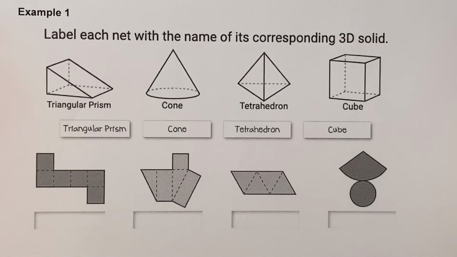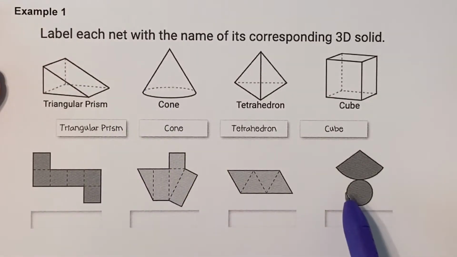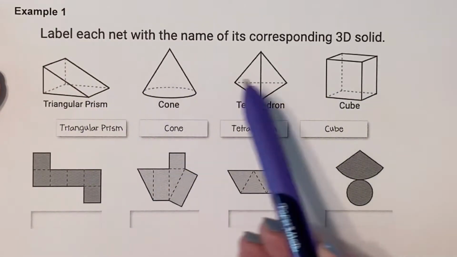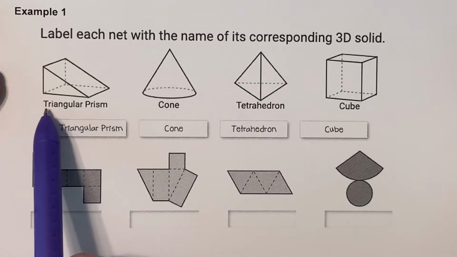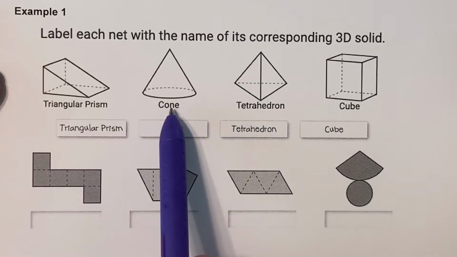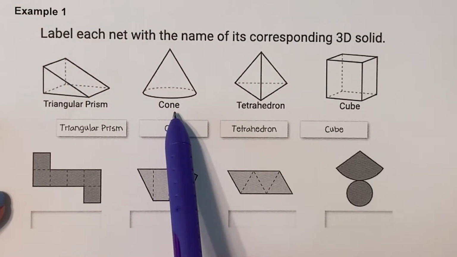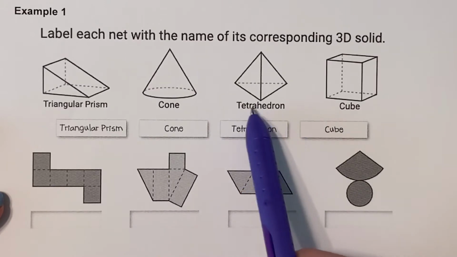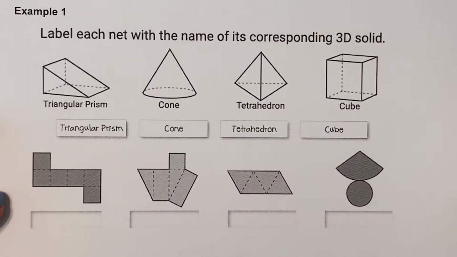Let's take a look at an example. We're gonna label each of these four nets down here with which of these three shapes they correspond to. Now, you don't have to remember some of these, like this is a triangular prism, a cone, kind of like maybe some cones that you've seen out in the parking lot. Here's that tetrahedron, it's made up of triangles, and a cube, just like rolling a dice. Go ahead and pause the video and see which of these nets goes with each of these shapes.